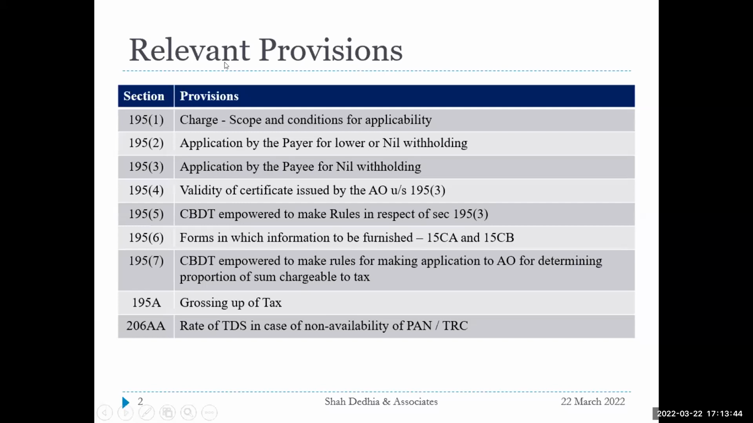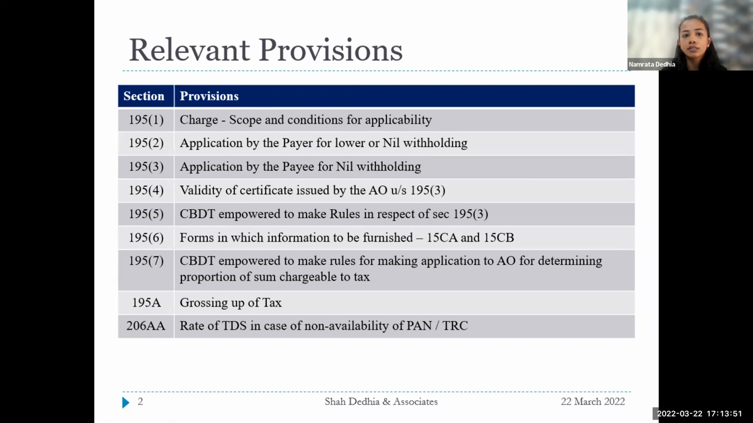Okay. So broadly, the basic framework or the basic provisions relating to TDS on foreign remittances, or payments to non-residents more specifically, the primary section that deals with this is section 195. Along with section 195, we also need to look at 195A for grossing up, and 206AA for the rate of TDS in case a PAN or a TRC of the non-resident is not available.